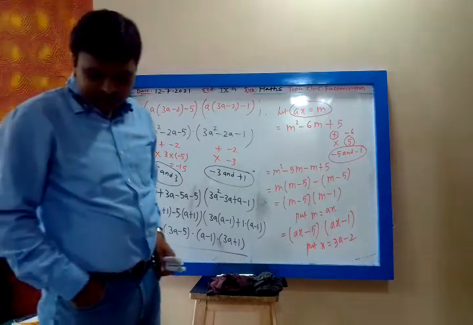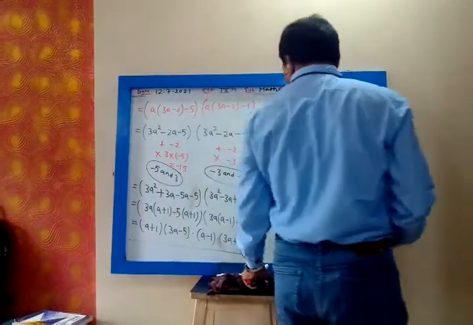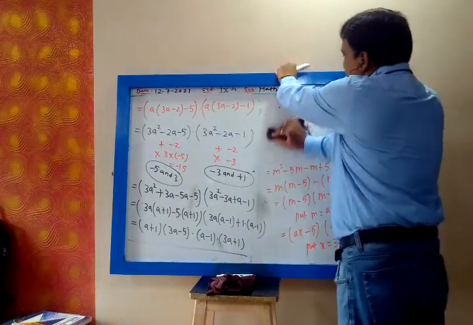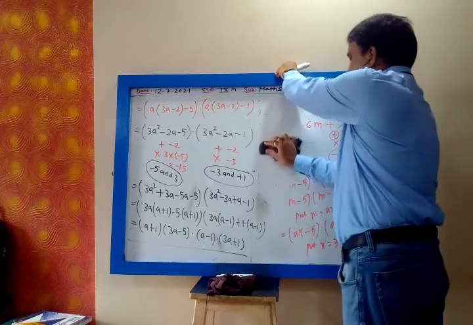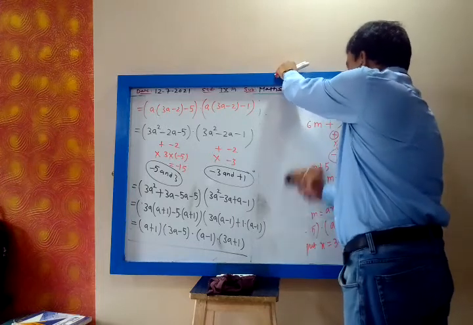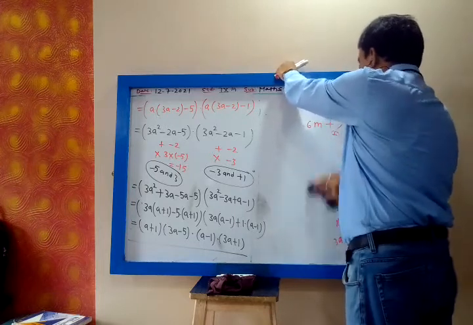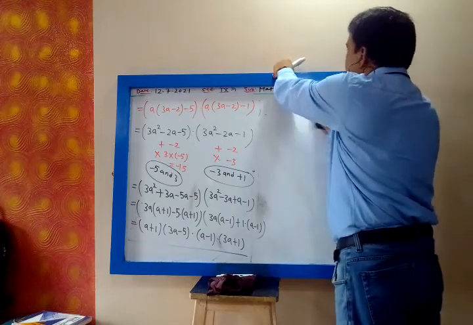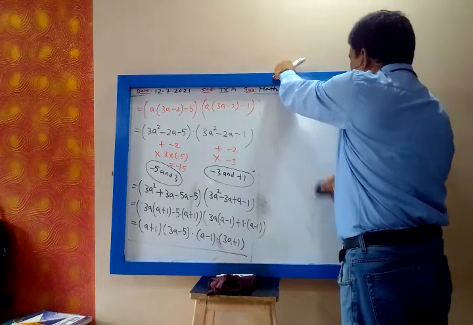Yes, clear. Now question 16. In this we have to use the substitution method twice. Twice we use the variable, but the technique remains the same. You have to identify whether the quadratic is of type 1 or type 2 and use it accordingly.